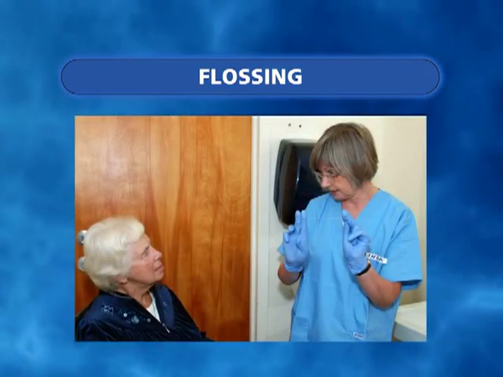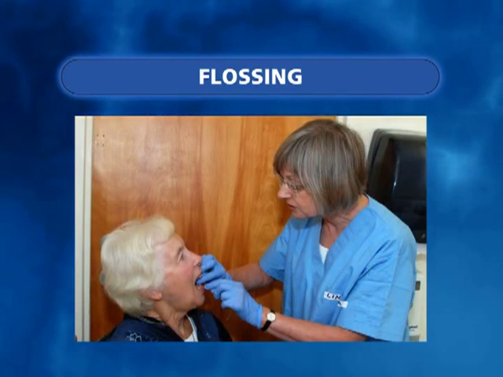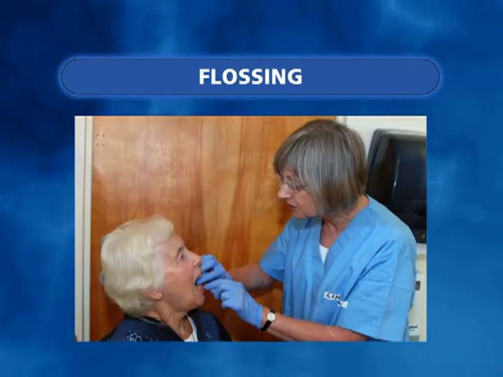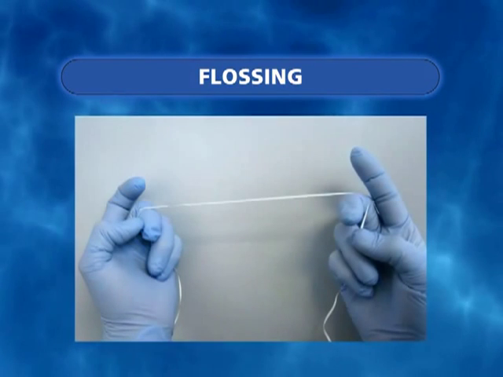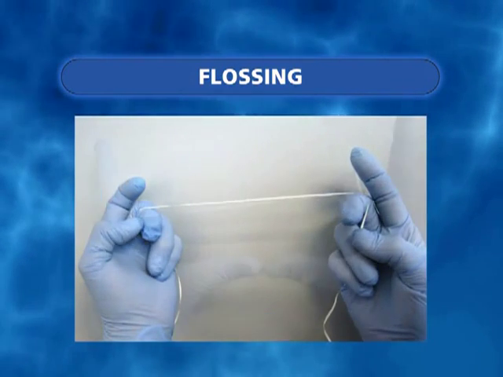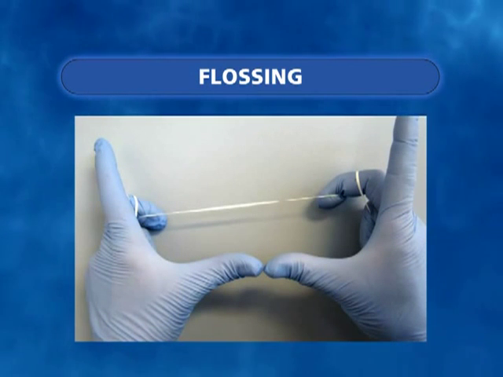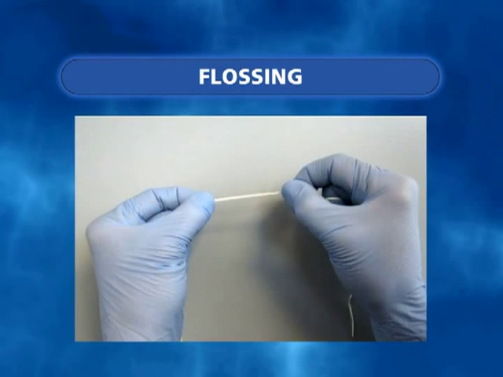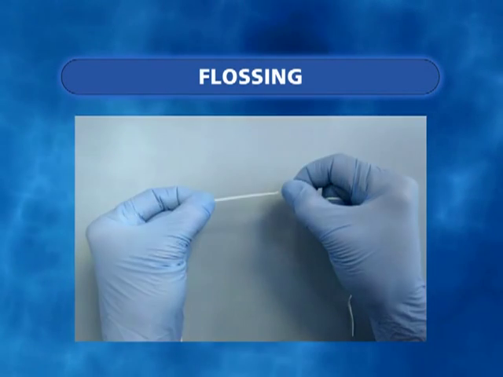When you are flossing a resident's teeth, remember to use good positioning so that your back, neck, and joints are comfortable and you have a clear view of the mouth. Take about 18 inches of floss and wind it around the middle finger of each hand, with about 5 inches between your hands. Pinch your thumb and index fingers together on the floss and leave about an inch between your two hands.